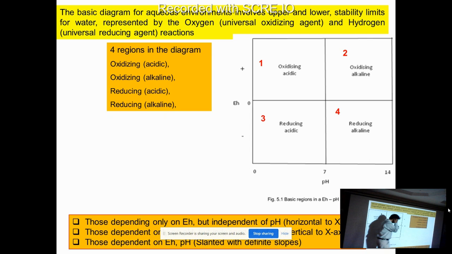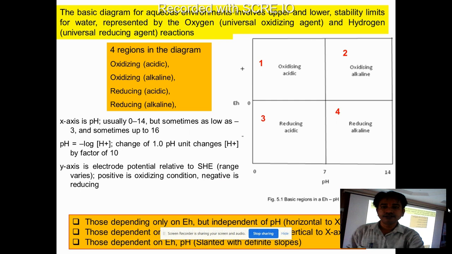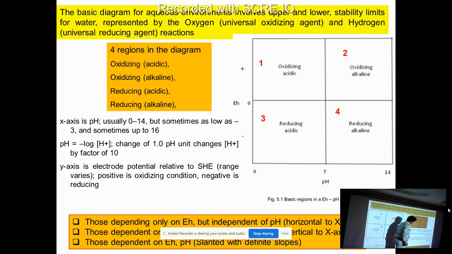Now let us look at a very important diagram. Maybe I can show you with the iron case. Now we look at here. pH is equal to minus log H plus. Change of one pH unit changes H plus by a factor of 10. Why has it been written like that? Change of one pH will change H plus by a factor of 10. Why 10? Because the logarithm base is 10. So 10 power 1, pH equal 1, so H plus will change by 10.